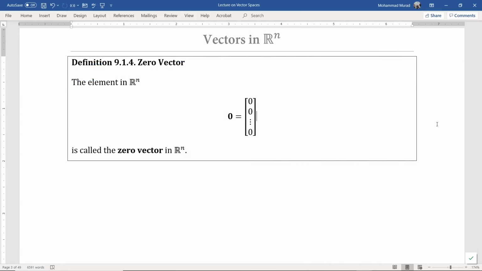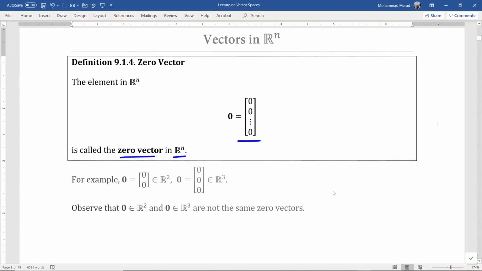Definition: the element in Rn with all the components equal to 0 is called the zero vector in Rn. For example, this vector is an element of R2 space, but this zero vector is an element of R3 space. We observe that the 0 in R2 and the 0 in R3 are not the same zero vectors, since they have different numbers of components.